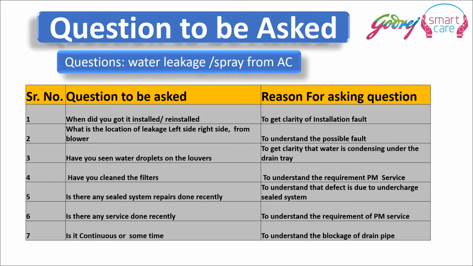Then we'll ask the customer, is there any service done recently? To know whether any preventive maintenance service is done recently or if any other service is done, and whether the preventive maintenance service is due for the air conditioner. The last question that we can ask the customer is, is the water leakage continuous and prolonged for a long time, or does it start and stop periodically? The answer to this question will give you a hint about whether the drain is choked up or partially choked up, or it is incapable of completely draining off the condensate water.